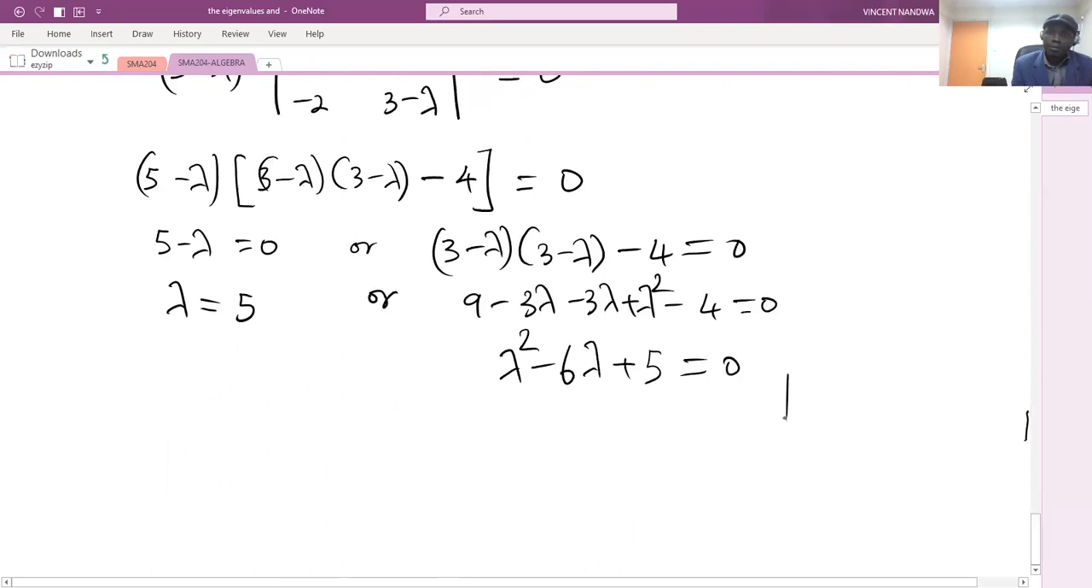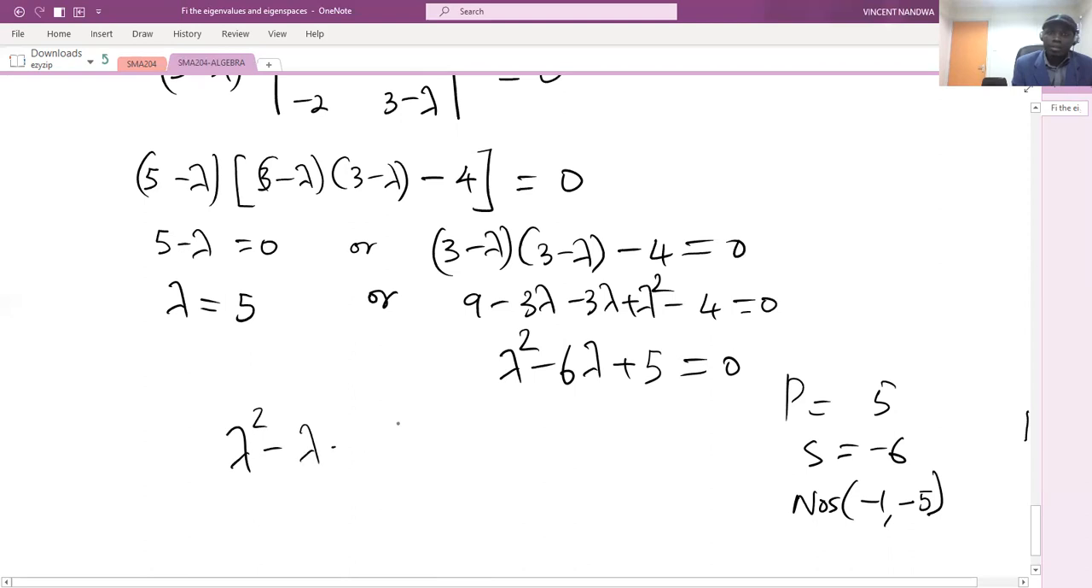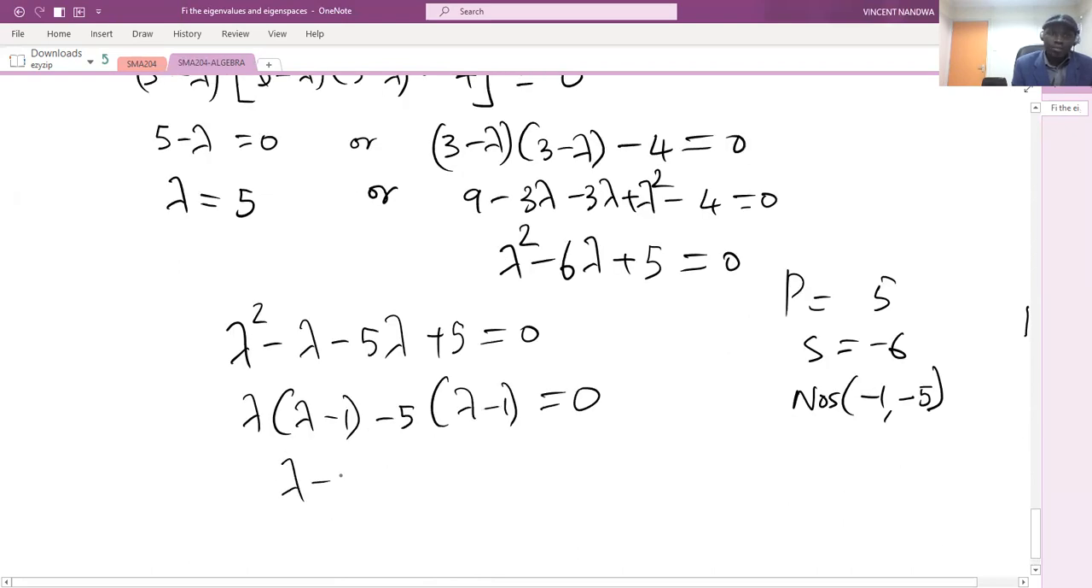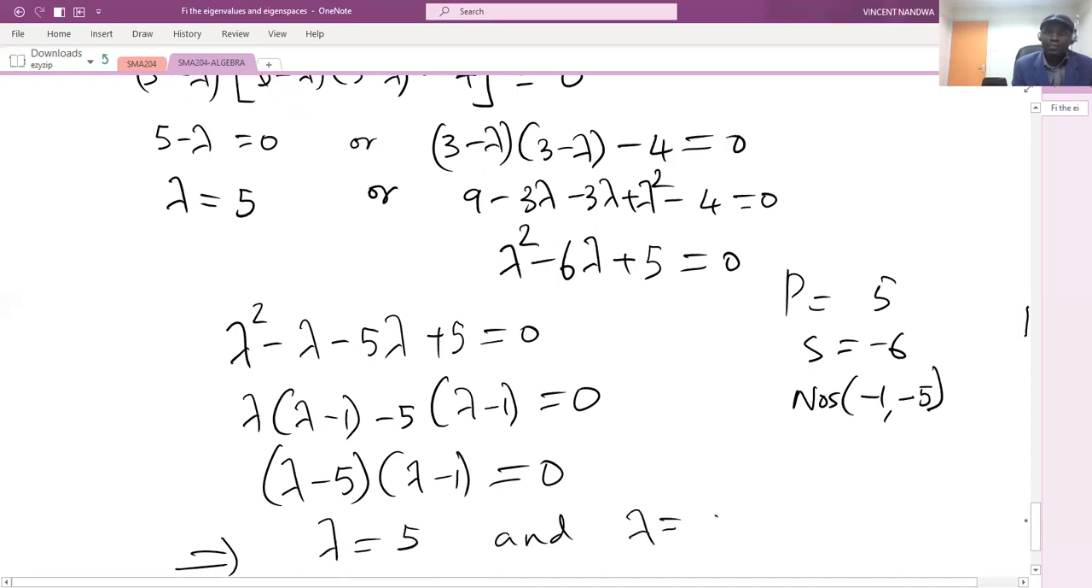So our product here is 5, sum is minus 6, so the numbers must be negative 1 and minus 5. So we'll have lambda squared minus lambda minus 5 lambda plus 5 equals to 0. So lambda into lambda minus 1, minus 5 into lambda minus 1 equals to 0. So lambda minus 5 and lambda minus 1 equals to 0, from which we have lambda equals to 5 and lambda equals to 1.